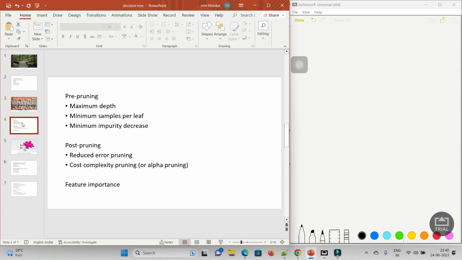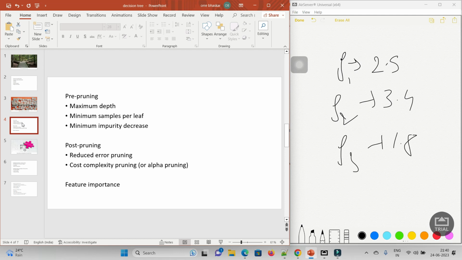Let's say feature 1's average is 2.5, feature 2's average distance is 3.4, and feature 3's is 1.8. So what is our order of importance of features? Whatever has the least distance is the most important. That means feature 3 is more important than feature 1, which is more important than feature 2.